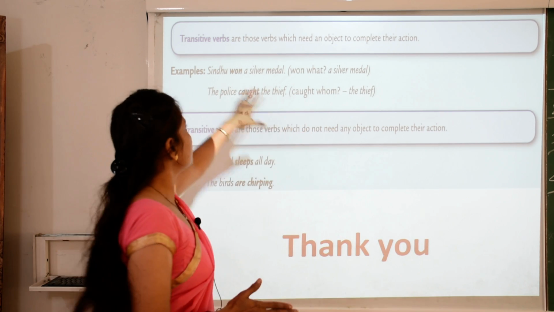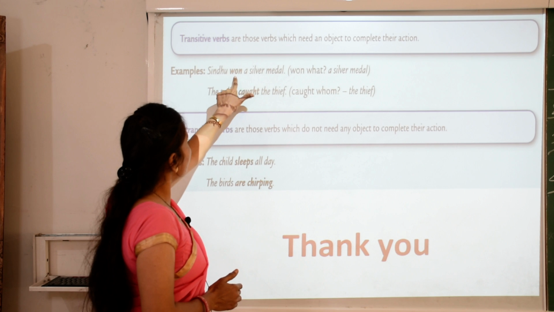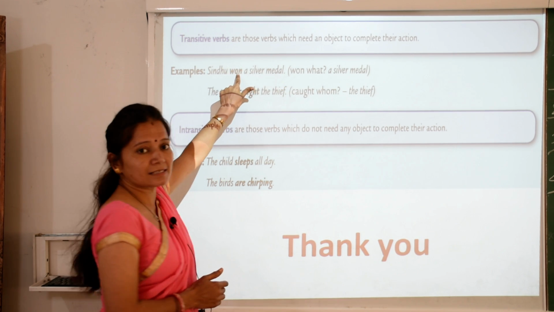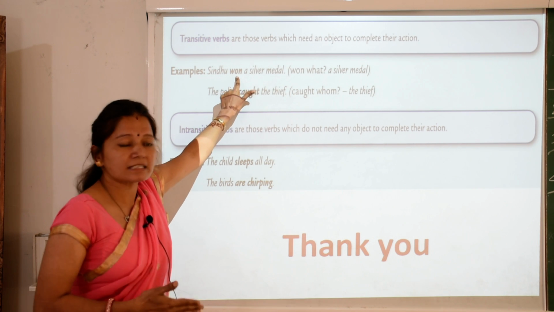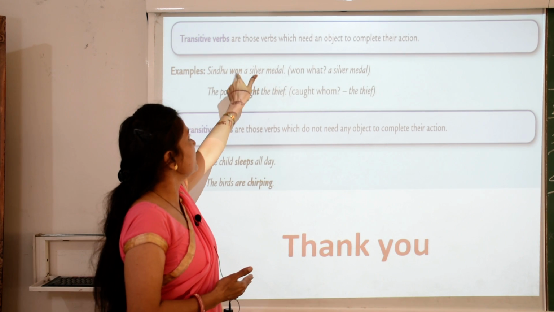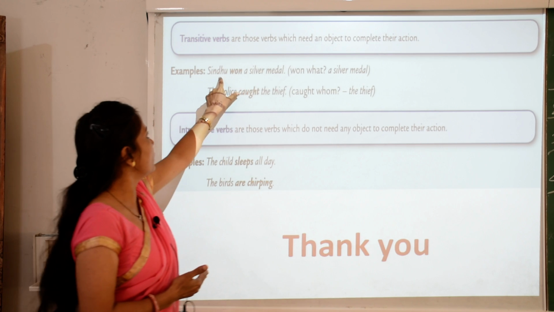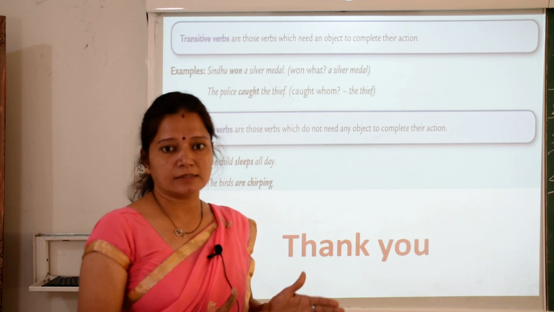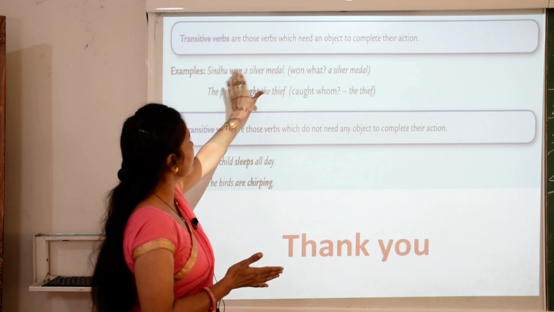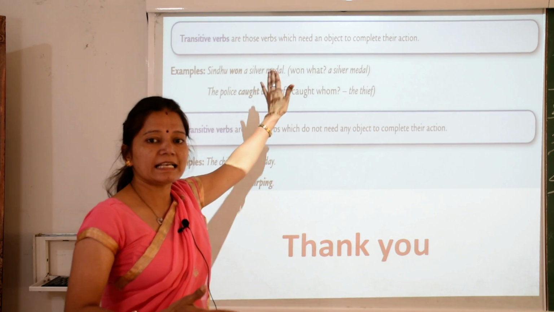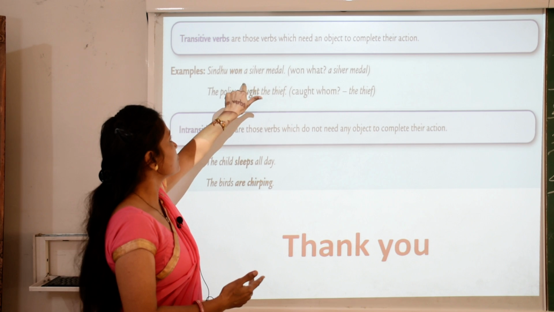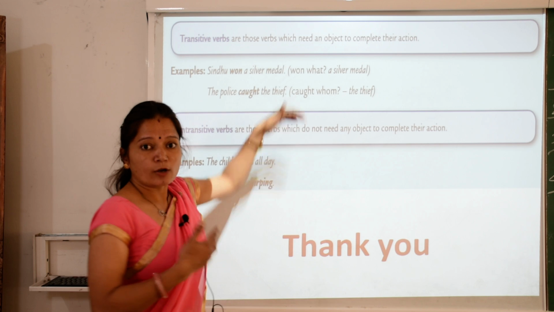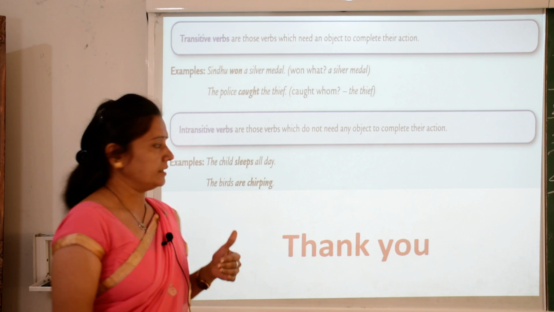Let's understand this with an example. Sindhu won a silver medal. Okay, so here the verb is a transitive verb, right? And why is it a transitive verb? Because it needs an object. If we say only Sindhu won, then you will not be able to understand the sentence. But if I say Sindhu won a silver medal, then you can easily understand the sentence. So it is a transitive verb because it needs an object to complete its meaning.